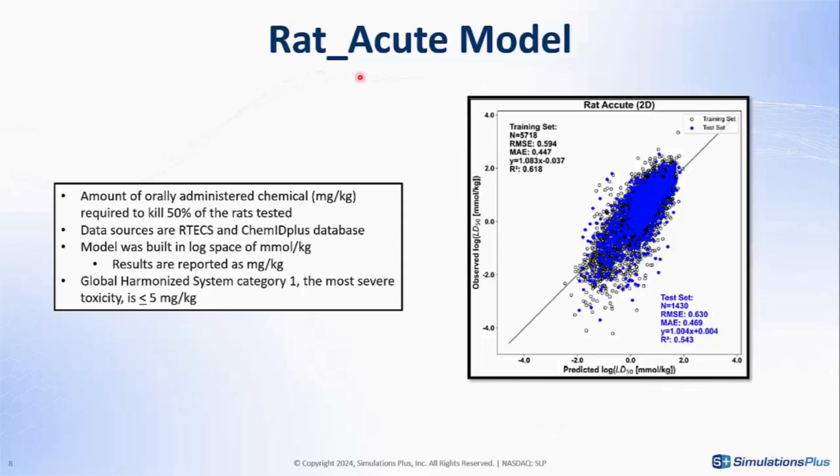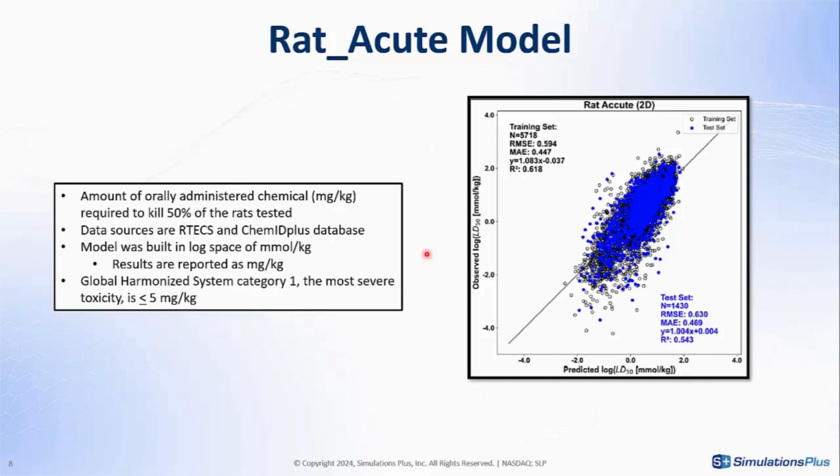The next model is the rat_acute model. This is the amount of orally administered chemical in mg per kg required to kill 50% of the rats tested. So typically you'd have several groups of rats. Each group would get a different dose of the compound. You would increase the dose. Then you would determine how many of the rats had died within 24 hours after ingesting the compound. The data sources are the RTECS and ChemIDplus databases.